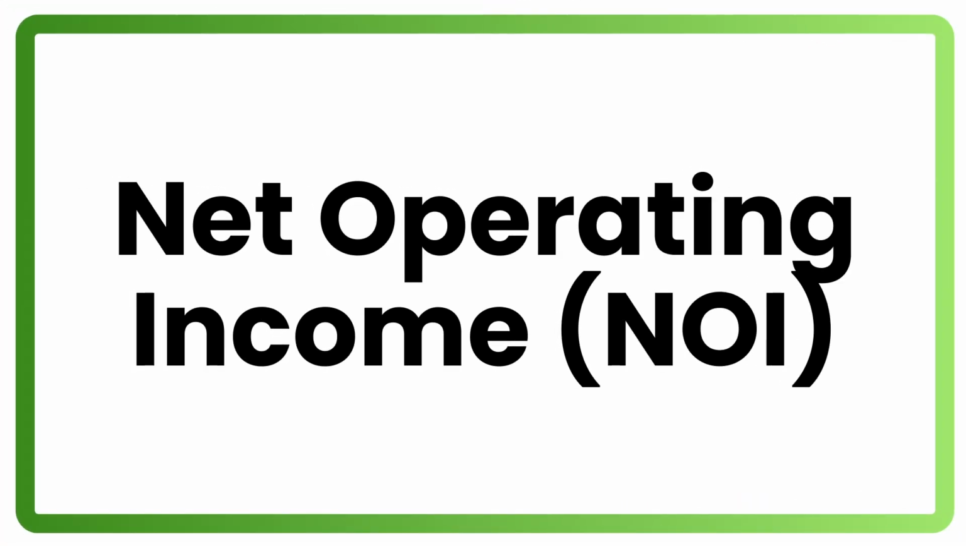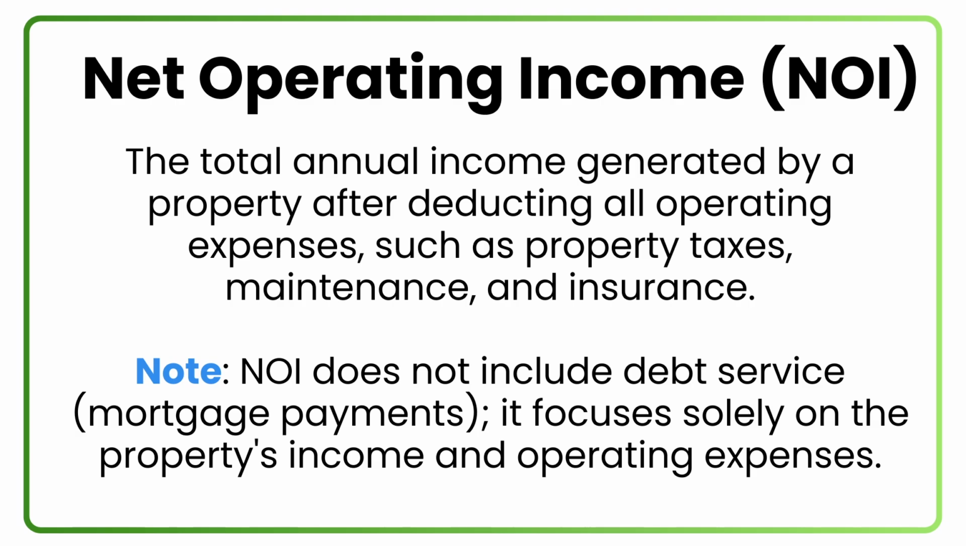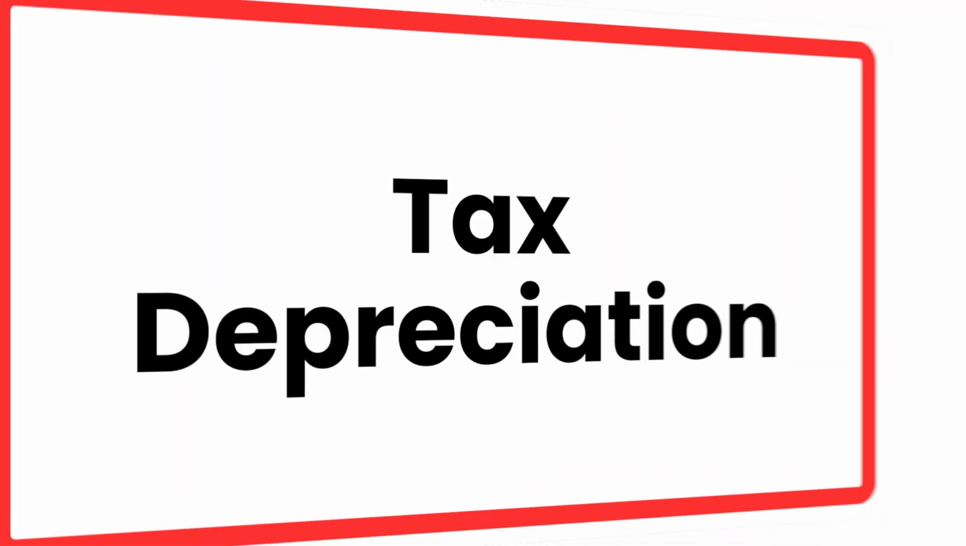Net operating income, or NOI. The NOI is the total annual income generated by a property after deducting all operating expenses such as property taxes, maintenance, and insurance. Note, NOI does not include debt service or mortgage payments. It focuses solely on the property's income and operating expenses.